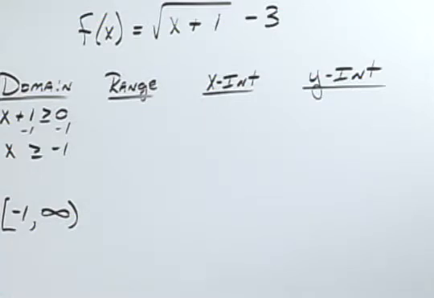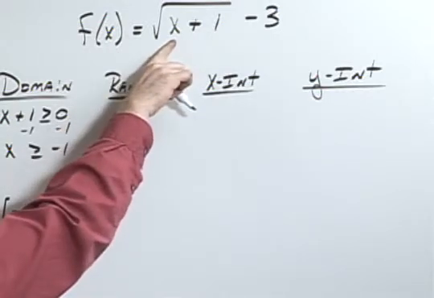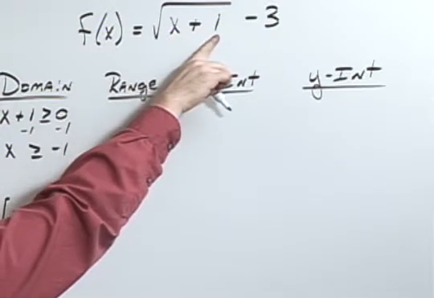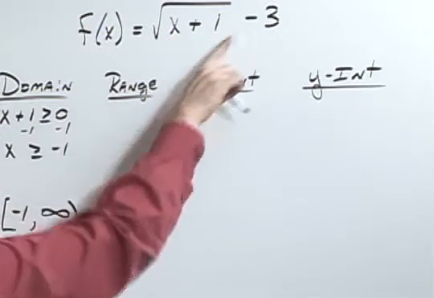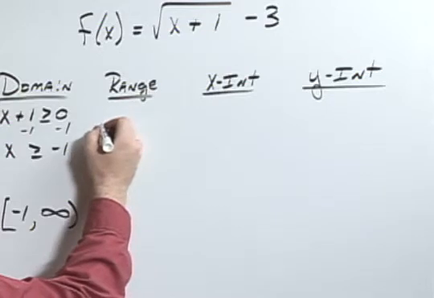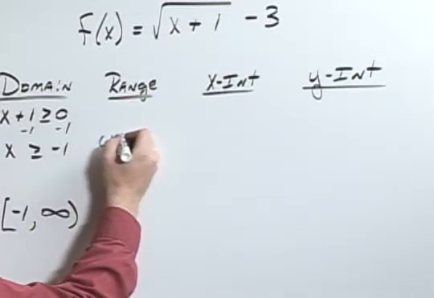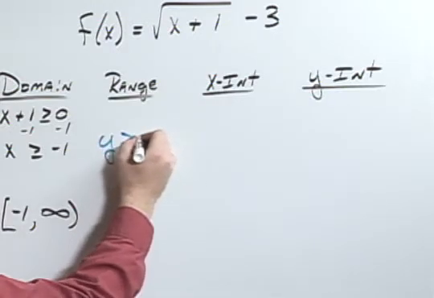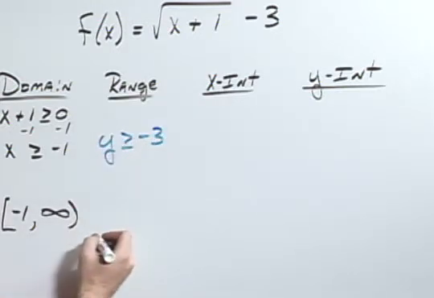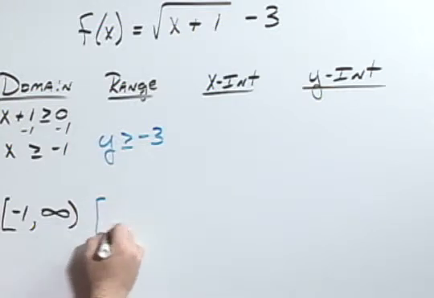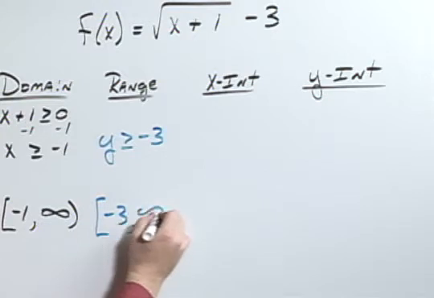For my range, negative 1 is the critical value. If I put negative 1 into my function, I have negative 1 plus 1, so that's 0, and I start with negative 3. So y has to be greater than or equal to negative 3. My range will be from negative 3 to infinity.